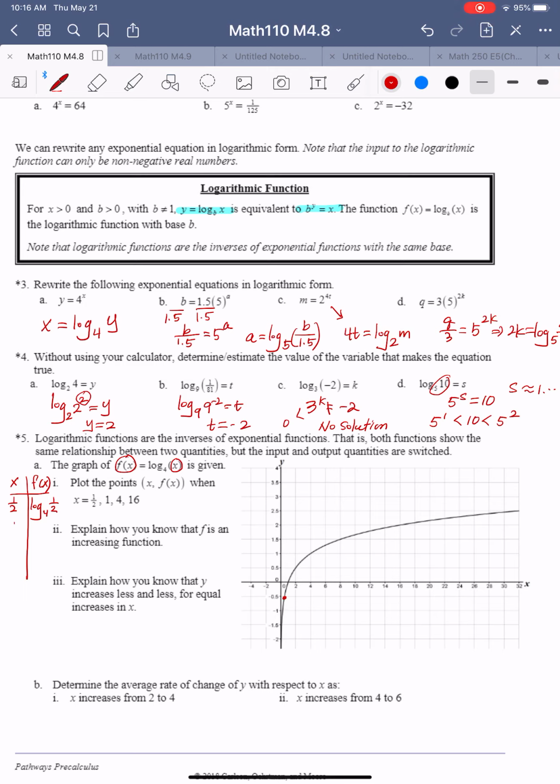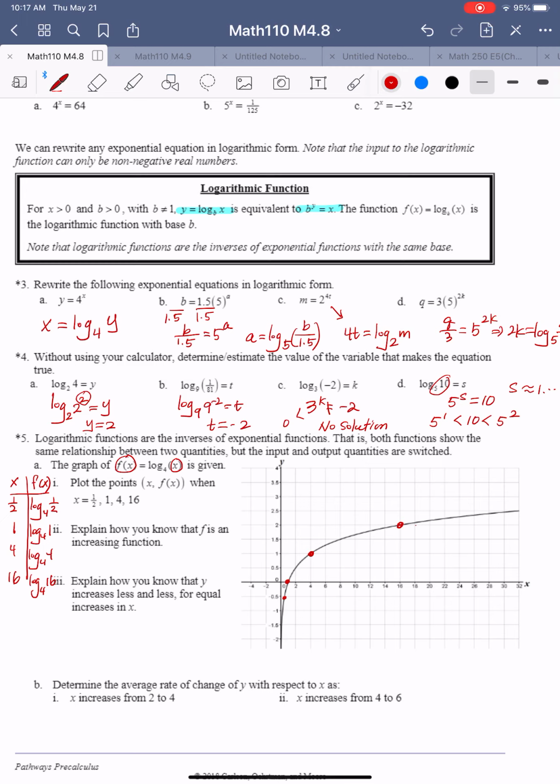And then when you have 1, log base 4 of 1 is always 0. And when it's 4, log base 4 of 4 is 1. And then 16, which is 4 squared, is 2. So 16 is the 2 right here. Is it 16 right here? Okay, yeah, so this is how you match those, okay?